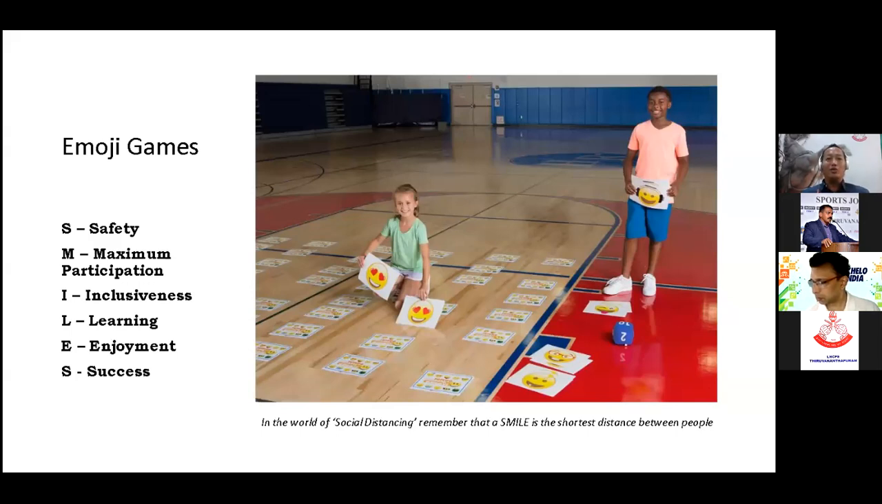And the third one, we call it inclusiveness. There will be some children who are slightly fat, or even some who are differently abled in the class.